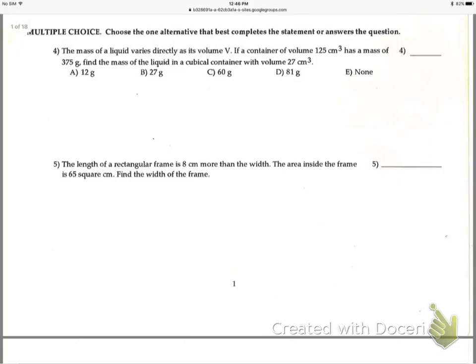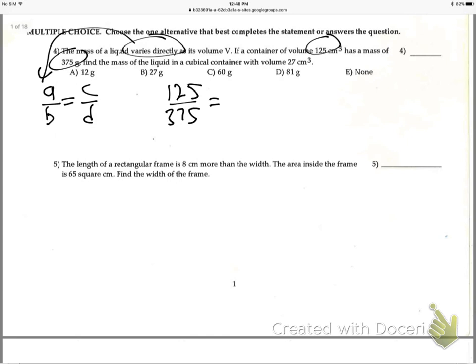All right. So number 4, okay. Mass of a liquid varies directly. There's our buzzword, right? That's what we did this morning. Varies directly. So as soon as you see varies directly, what do you do? A over B is C over D, right? Two equal fractions. Good. And so then, 125 over 375 equals 27 over x. If you want to write down the units just to make sure, that might be a good idea. I'm putting cubic centimeters over grams, so it's all good.